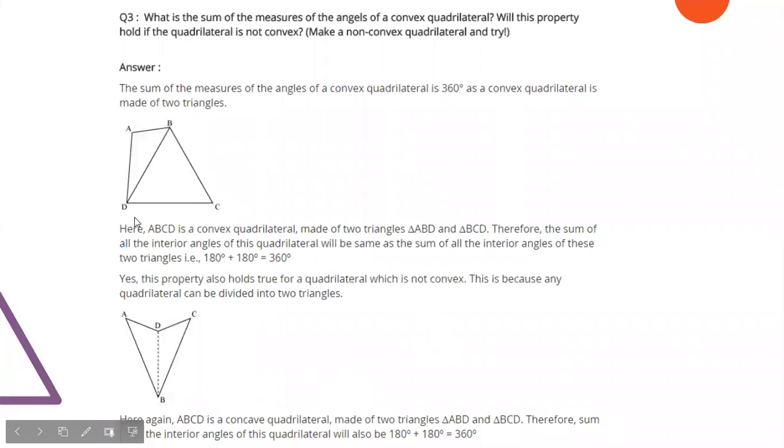Here I have question number 3. The sum of the measures of the angles of a convex quadrilateral. So we have to find out what is the sum of the measures of the angles in a convex quadrilateral. To understand this, we already know what a convex quadrilateral is. Let us draw that down.